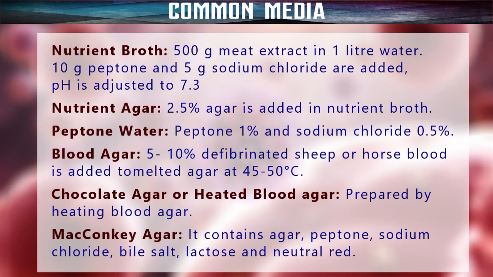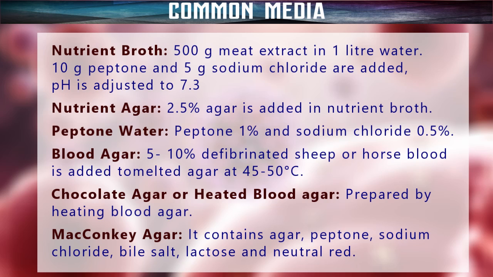Next is blood agar, the most commonly used medium, and it contains 5 to 10% defibrinated sheep or horse blood added to melted agar at 45 to 50 degrees Celsius. Blood acts as an enrichment material and also as an indicator. Certain bacteria, when grown in blood agar, produce hemolysis around their colonies. Certain bacteria produce no hemolysis.